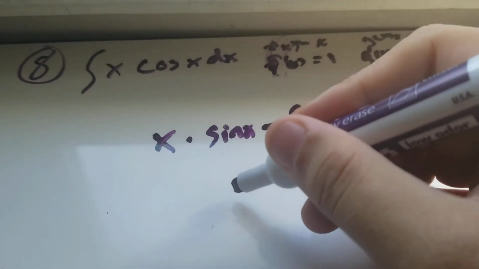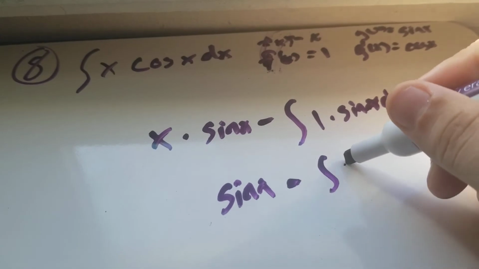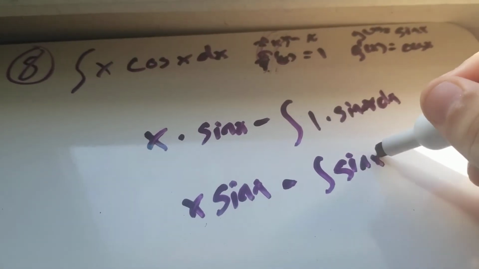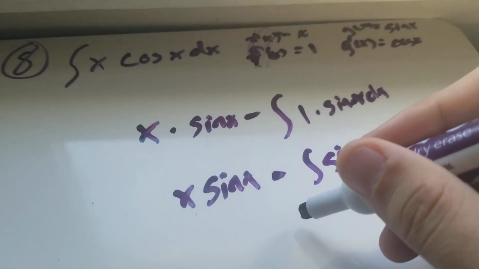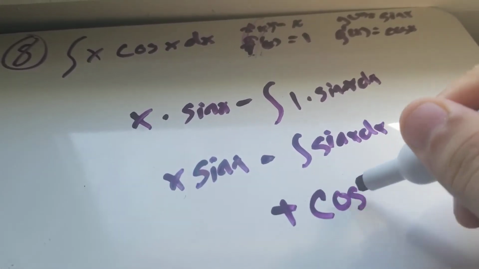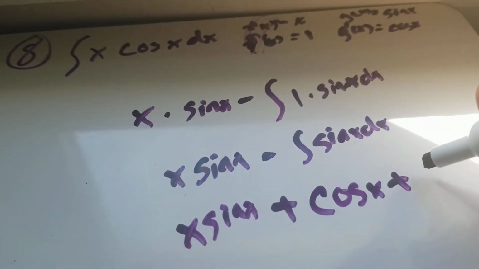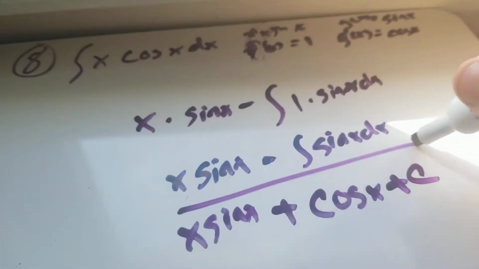Okay, so then we're left with x sine x minus the integral of sine x dx. The antiderivative of sine x is negative cosine x, so the double negative becomes positive: x sine x plus cosine x, plus c. We can't forget the plus c.